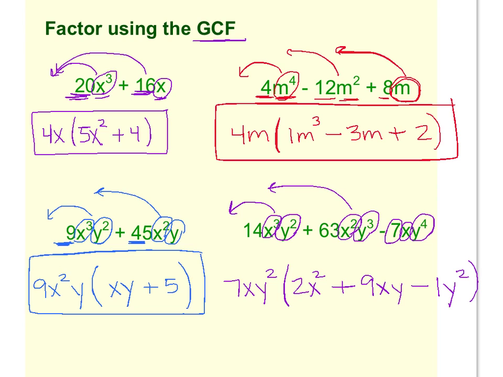Now, one thing I haven't mentioned yet, you can always check your answers when you factor out your GCF. You can do that by distributing back in. If we were to multiply this greatest common factor back in to all three terms, you should end up with your original answer. That's one way that you can check factoring using the greatest common factor.